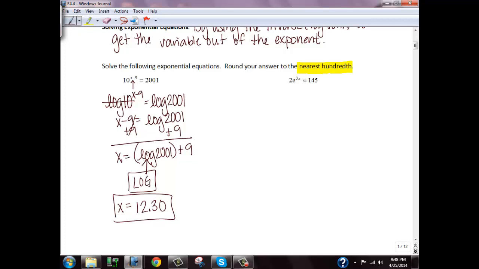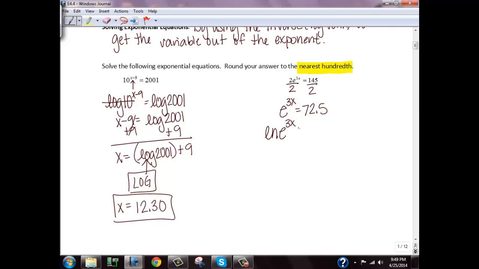The second one is the same idea. My unknown is in the exponent, which means I need to get rid of my exponential base. Now on this one, I don't just have e to the 3x, I have a 2 there. So I'm going to get rid of that 2 by dividing it off first. So I have e to the 3x is now equal to 145 divided by 2, which gives me 72.5. Then to get rid of exponential base e, I take log base e, which remember is ln. So I'm going to take the ln of both sides.